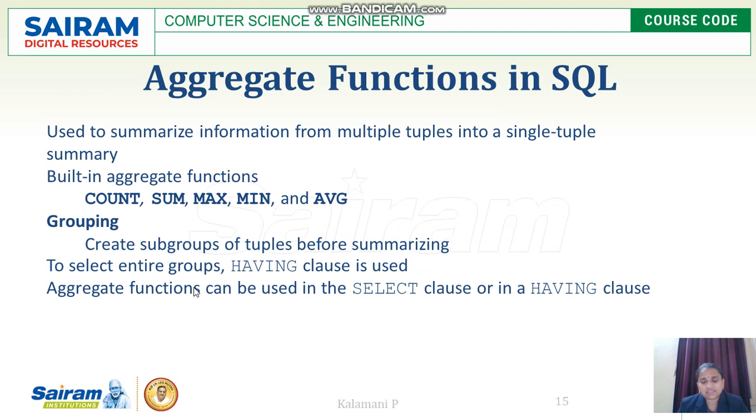Then aggregate functions in SQL. Suppose we want to summarize information from multiple tuples into a single tuple. For example, I want to find out the average number of students in each department, or the total number of students in the college. In that case I need to go for an aggregate function. An aggregate function, as we already know, takes more than one value and returns a single value as output. The built-in aggregate functions are count, sum, max, min and average.